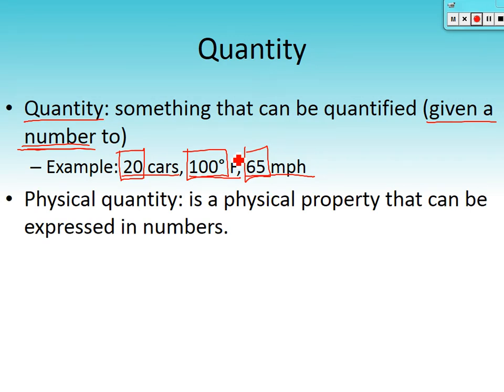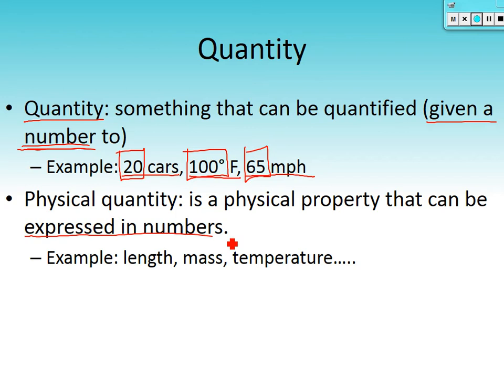A physical quantity is a physical property that can be expressed in numbers. So if we can put a number to it, it's a physical quantity. An example is length. When we measure the length of something, we're going to put a number to it. Mass. How many grams or how many kilograms? Temperature. A lot of different scales for measuring temperature, like Celsius or Fahrenheit. But we're putting a number to it, so it's a physical quantity.